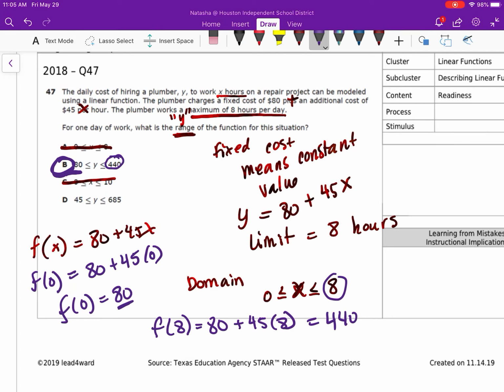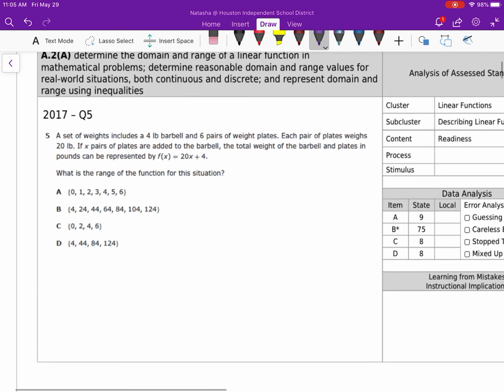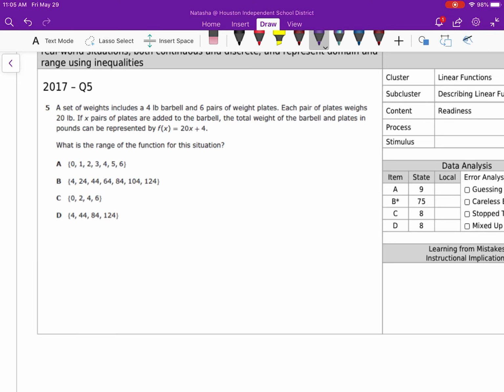Maximum range of 440. So my answer choice is B and not D. All right. Let's go to the next question.